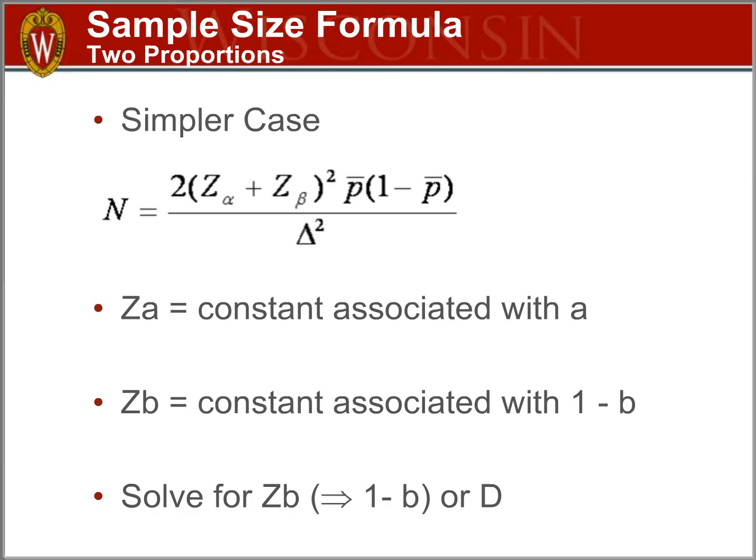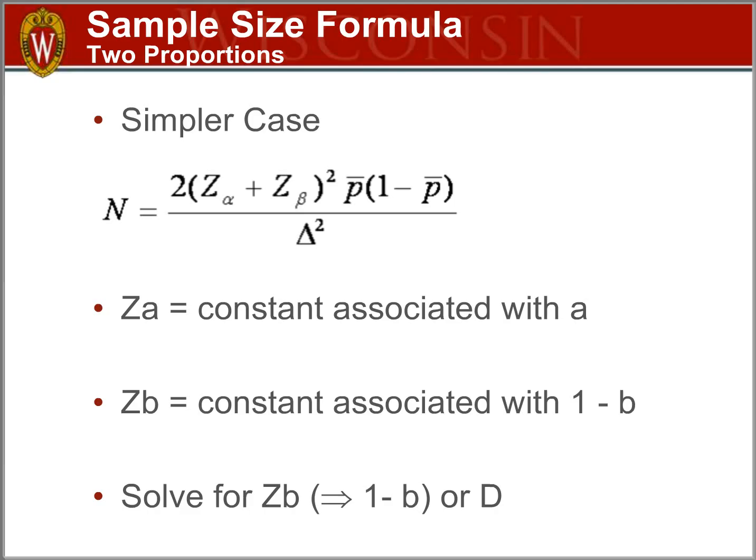In the denominator is delta squared. Delta now is the difference in our failure rate between treatment and control. So as delta gets smaller, the difference that we want to detect gets smaller, the sample size will increase. If it was 0, you want to detect no difference. Of course, that's an impossible study.